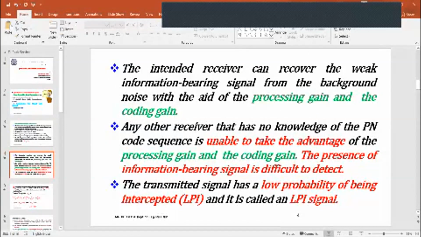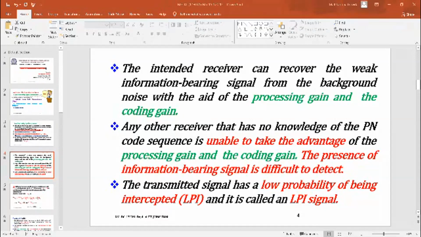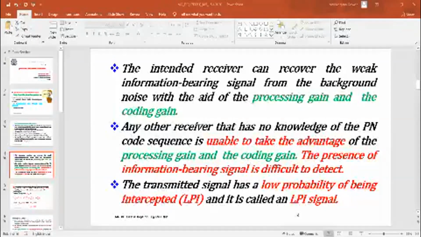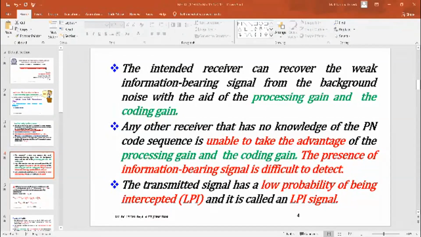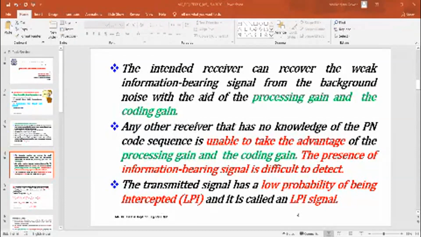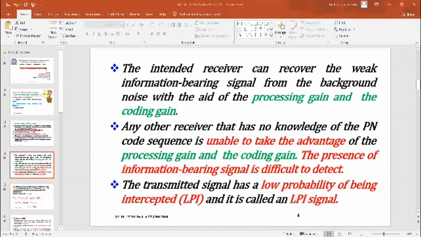So we say the transmitted signal has a low probability of being intercepted. That is LPI, low probability of being intercepted, and it is called an LPI signal. So this is about low detectability signal transmission.